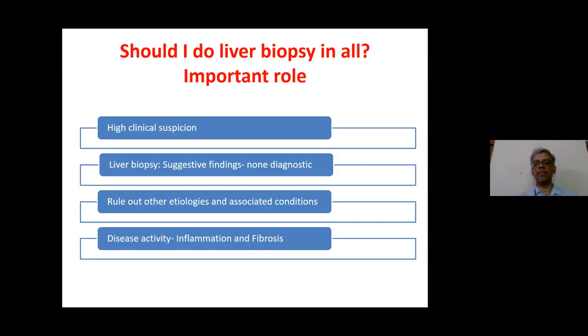Liver biopsy plays a very important role in the diagnosis of autoimmune hepatitis. Though, as discussed, the diagnosis of autoimmune hepatitis is based on a high clinical suspicion. The liver biopsy gives you suggestive findings, though none of these findings are very diagnostic for autoimmune hepatitis. But importantly, liver biopsy helps you in ruling out other etiologies and associated conditions. It also helps you in knowing the grade of inflammation and fibrosis, which is there at that point of time.